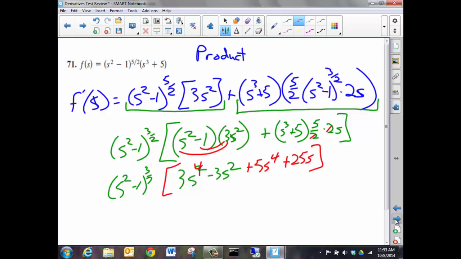So now I have like terms with these two. 8s to the 4th minus 3s squared plus 25s times that ugly thing outside to the 3/2. That answer would be there, I'm afraid. That's not pretty, but it'll get there.